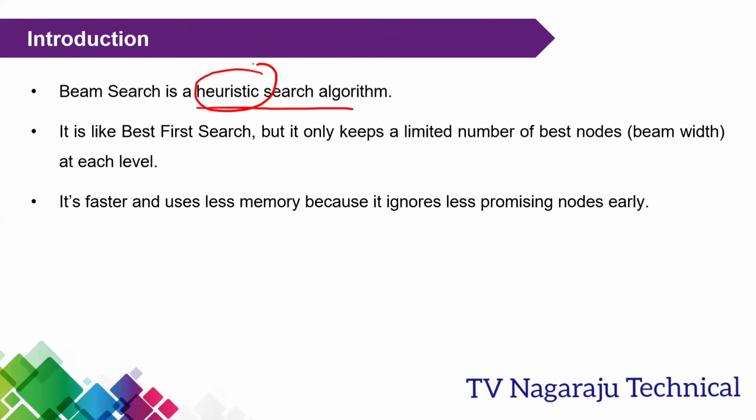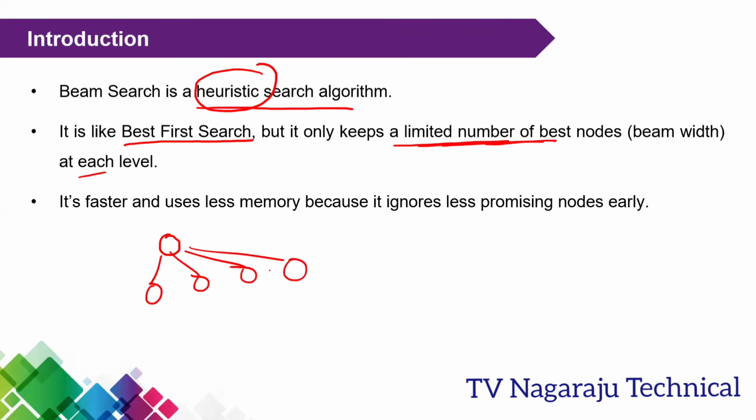Now, how does the beam search algorithm work? It looks like best first search. You know the meaning of best first search, but instead of expanding all the nodes at each level, it maintains only a limited number of nodes. For example, this is level 1. Assume level 2 has 4 nodes. Instead of expanding all 4 nodes, I assume my beam width is equal to 2. Then at each and every level it expands only the best 2 nodes.